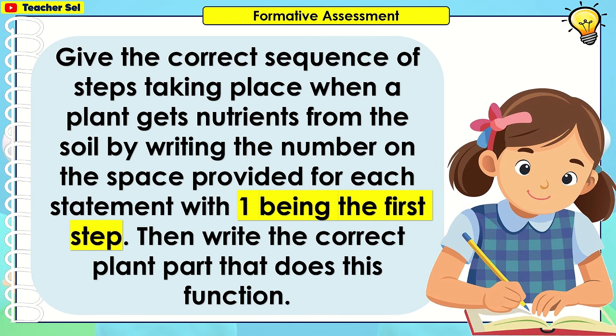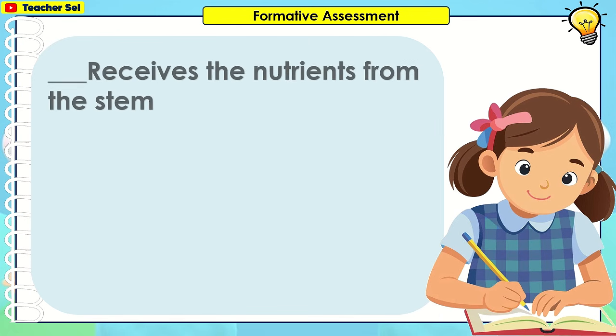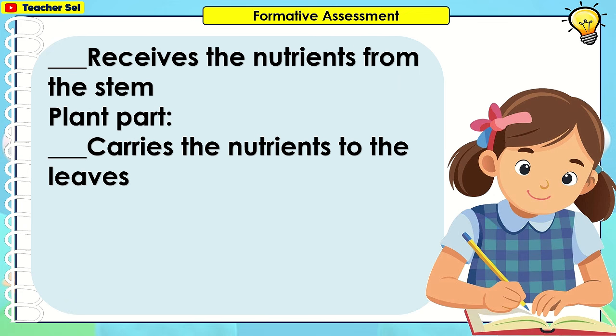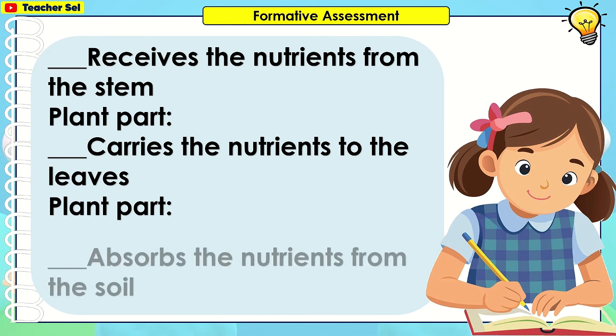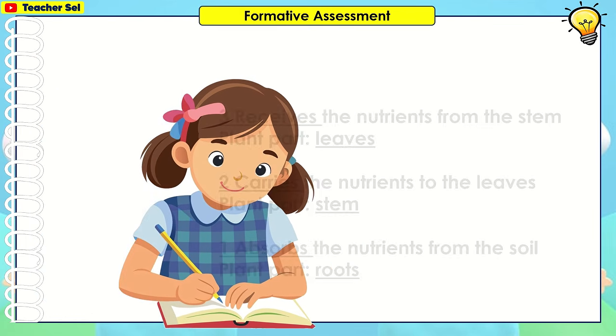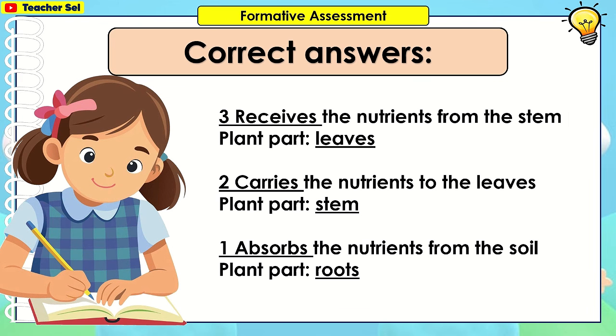For your formative assessment, give the correct sequence of steps taking place when a plant gets nutrients from the soil by writing the number on the space provided for each statement, with 1 being the first step. Then write the correct plant part that does this function. Receives the nutrients from the stem. Plant part carries the nutrients to the leaves. Absorbs the nutrients from the soil. Here are the correct answers.